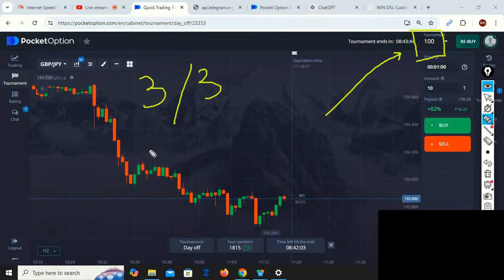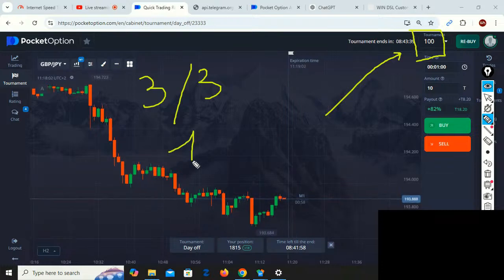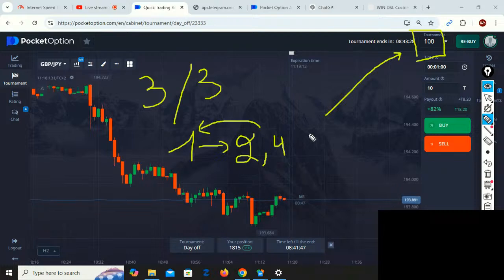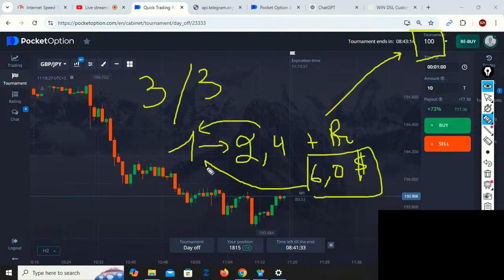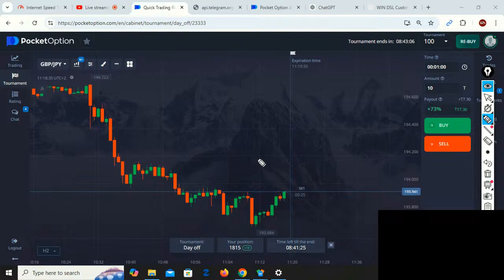For those of you who are not familiar with the concept of Martingale, it's basically if you trade $1 and you lose it, your second trade will be $2.4, for example, in order to recover the $1 loss plus some profit. Now, if this loses, you go for, let's say, $6, for example. If you win, you go back to the first stage of the martingale. If you lose, you keep on doubling up until you have a winning trade. Now, this is why it's very dangerous.